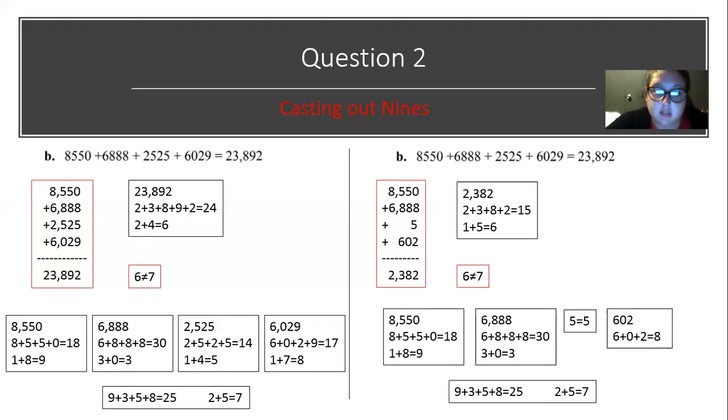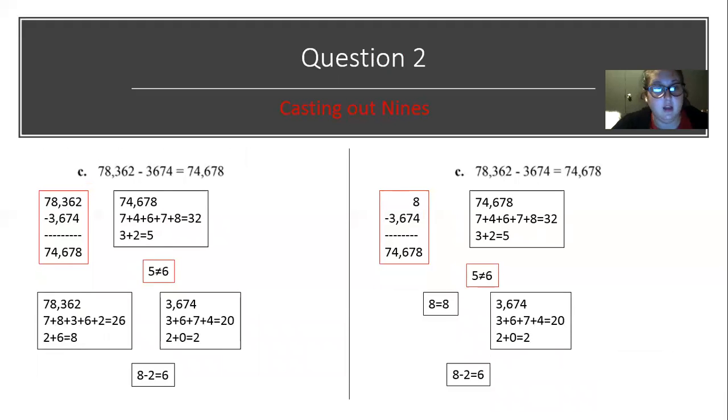And the 6,029, we are left with 602, which is going to give us a total of 8. So our total with the casting out 9s is also 7, the same as it was on the other side. For our total that they gave us, 23,892, we're just going to take out that 9. It doesn't even exist. We're going to do 2,382, which is going to give us a total of 6. And again, 6 does not equal 7. So this problem is wrong.